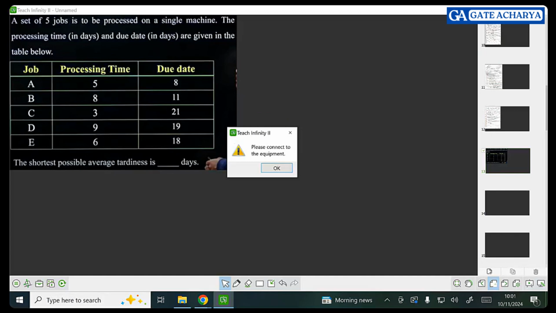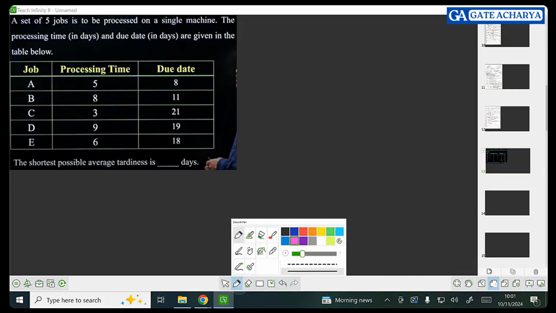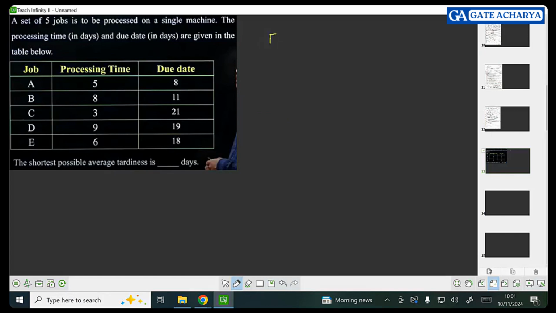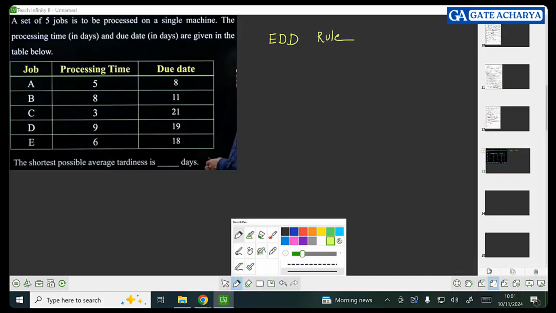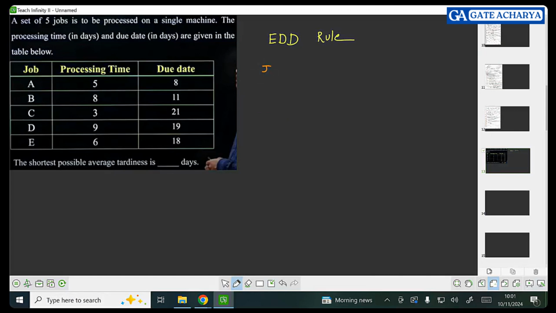Now, average lateness. What do we need to take? Average lateness means the EDD rule. Based on the EDD rule, we need to solve the question. Now, let me explain what the EDD rule is: early due date rule. Now, here I will take a job, and its processing time. No problem, we'll make the table at a later stage.